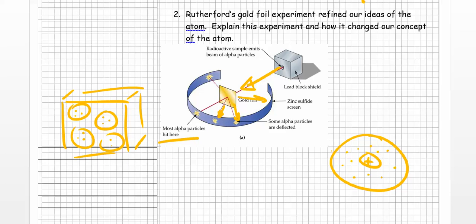So we leave now the plum pudding model behind, and it was later discovered that the positive core, what we call a nucleus, contained protons and neutrons, right? Protons and neutrons. So this now is our new model of the atom as proposed by Rutherford.